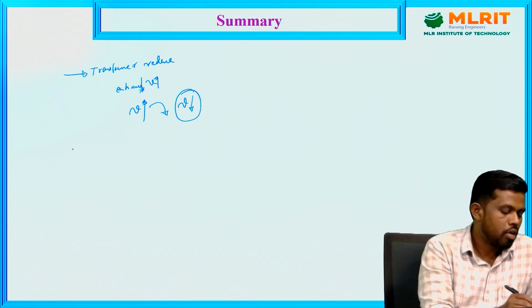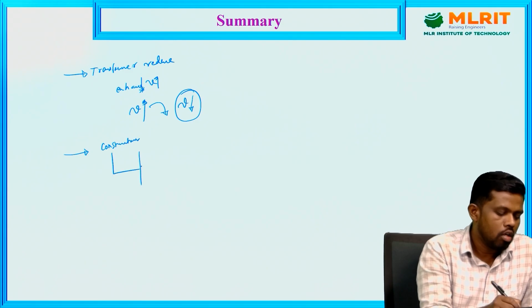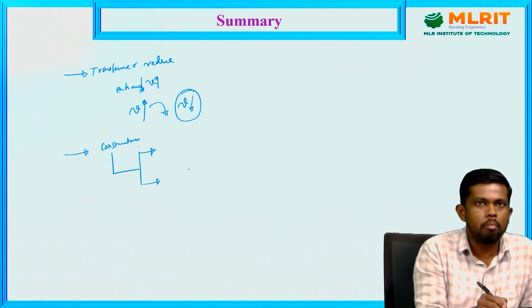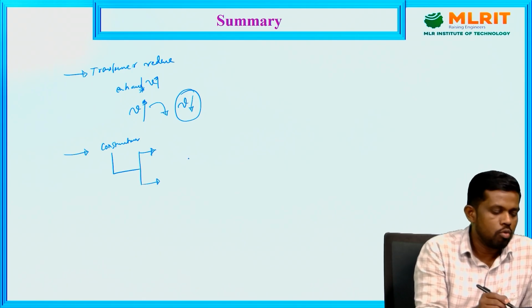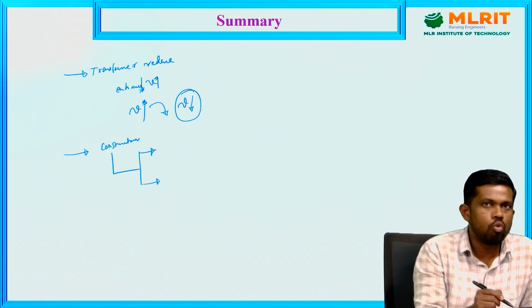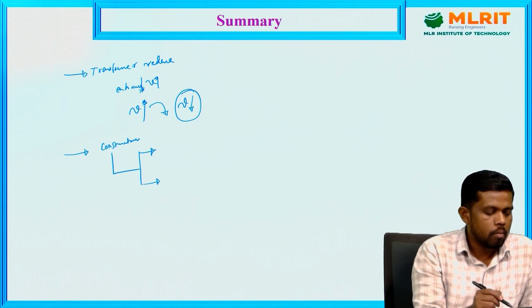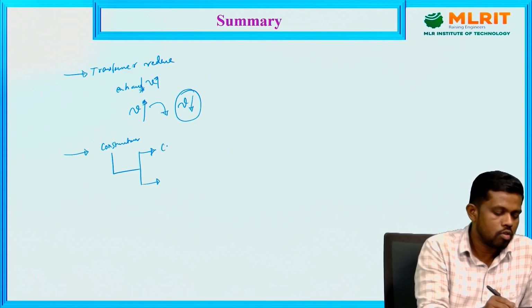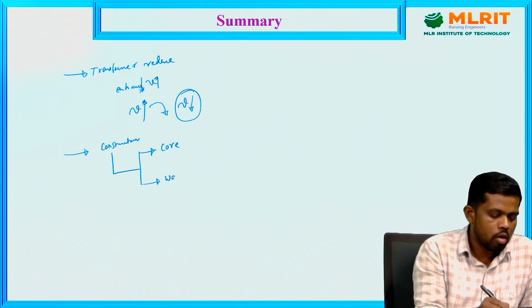So this is the transformer introduction, and the next one is we have discussed the working principle and the construction details. In the construction details, mainly we have two kinds of constructions. The entire transformer construction is a big structure, and there is also the cross sectional view. In this module, we only need to cover the cross sectional view of the transformer. In the cross sectional view, it has mainly two parts: the transformer core, and the transformer winding.